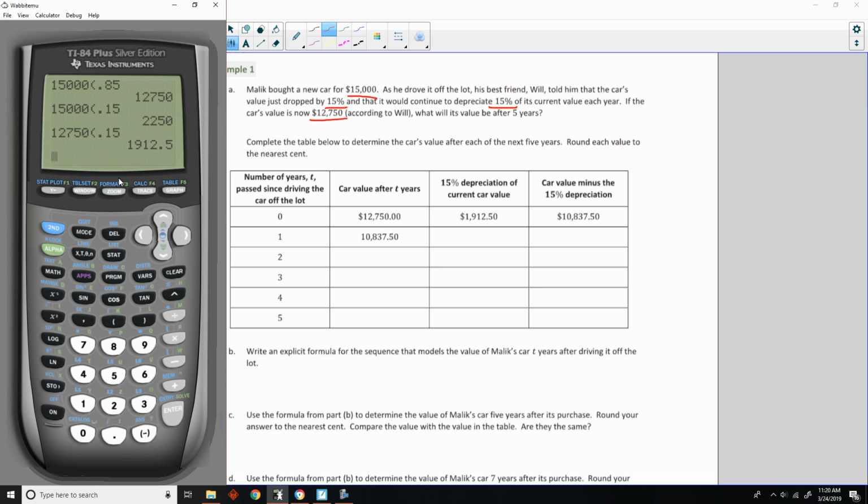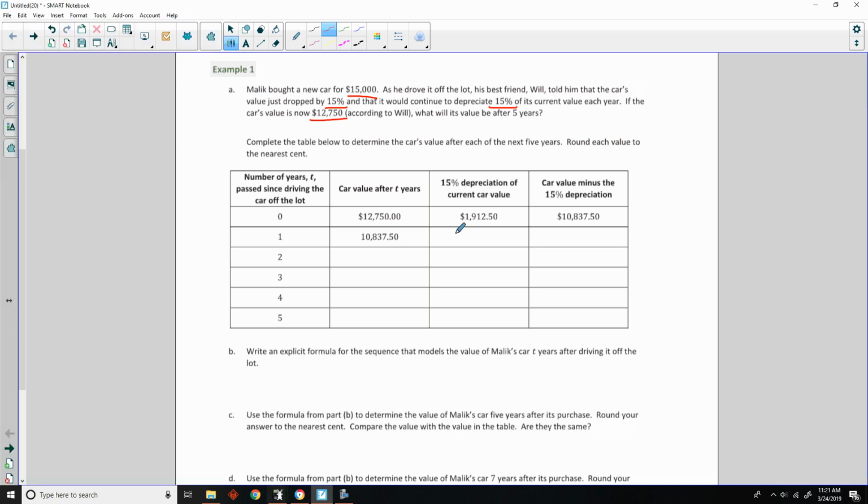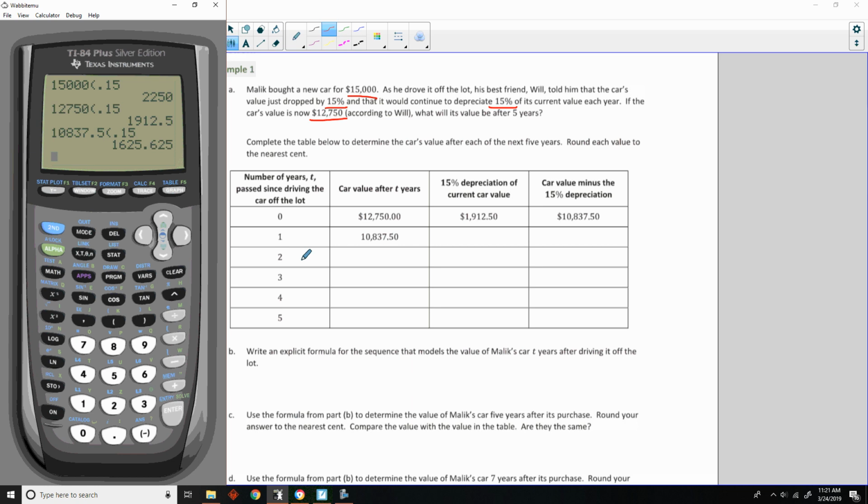So $10,837.50 times 15% is 1,625.625. Wait a second. 1625.63. Since it's money, we're going to round to the 100th position, and that would round up to 63 cents. 1,625.63.